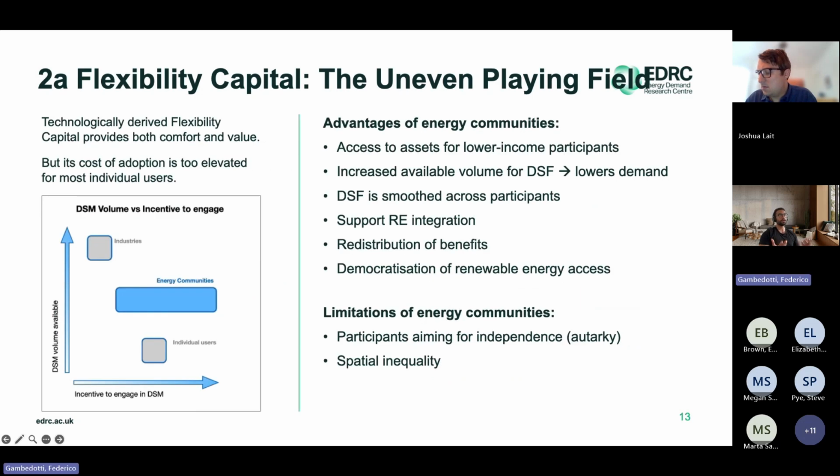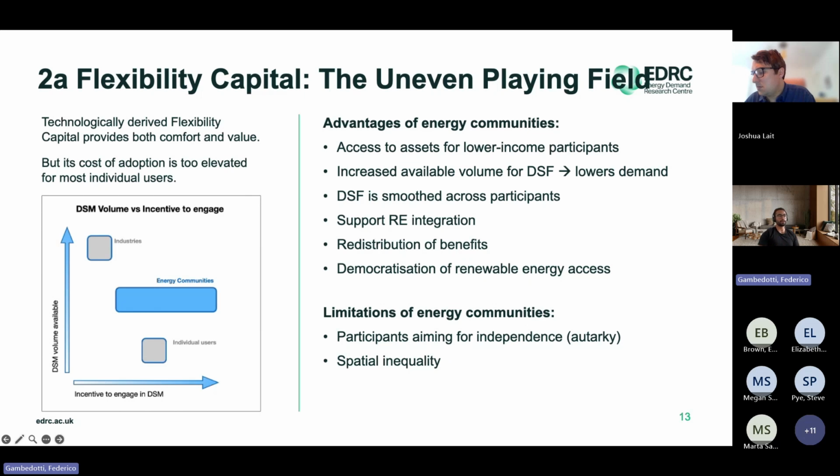So by looking at these technological and social limitations, one of the solutions that shows up in the literature and has been very successful in Germany, Denmark, and many other countries, is the concept of energy communities. So energy communities are neighborhoods or groups of members that decide to share some of these assets, so solar panels, batteries, etc., and then also share the flexibility capacity of the system.